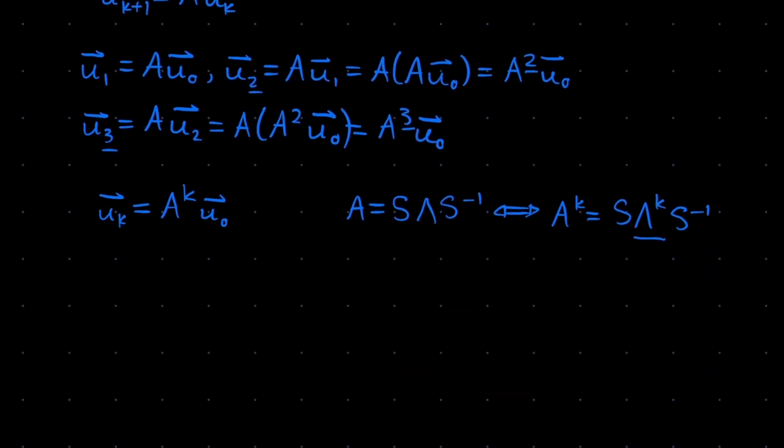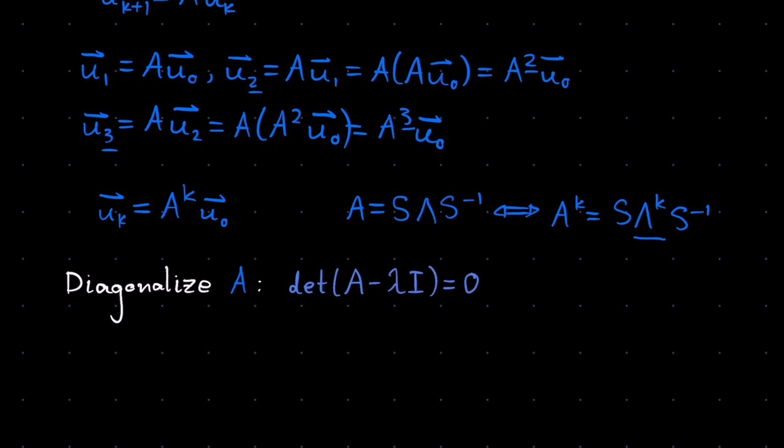So let me just write what we're going to do. We're going to diagonalize A. To do this, we must find the eigenvalues and the eigenvectors. So first of all, let's compute the eigenvalues based on the traditional method. So we have to calculate the determinant of A minus lambda I, set equal to 0. So that's the usual way of computing it.